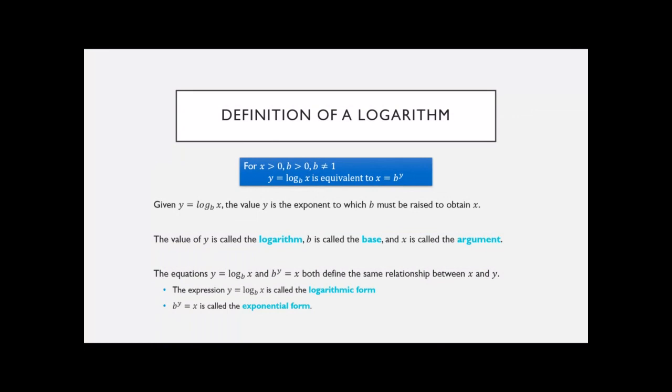So the mathematical definition says for x greater than 0 and b greater than 0 and b not equal to 1, then y equals the log base b of x. So that subscript, the small b there, is the base. That is equivalent to x equals b to the y. So essentially, the logarithm is just another way of writing an exponential equation.